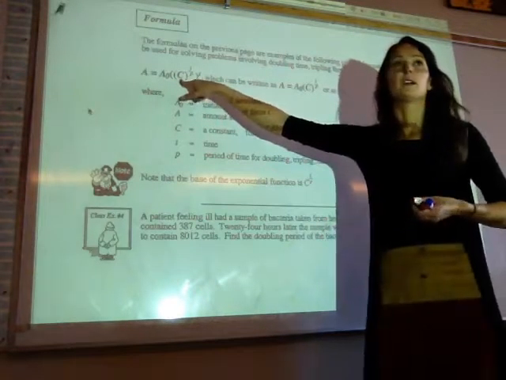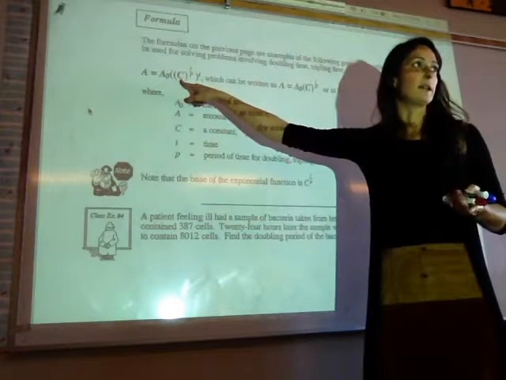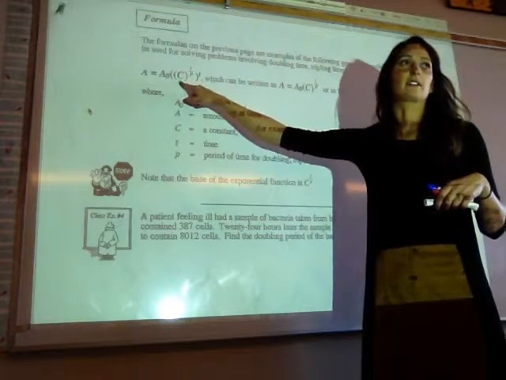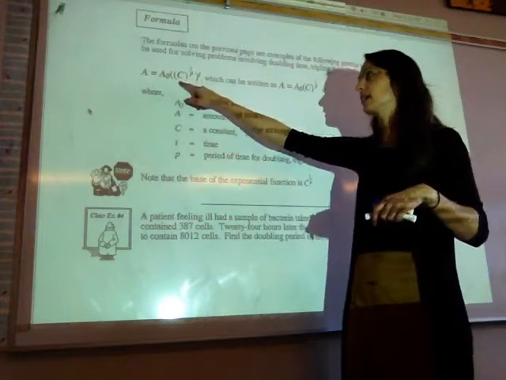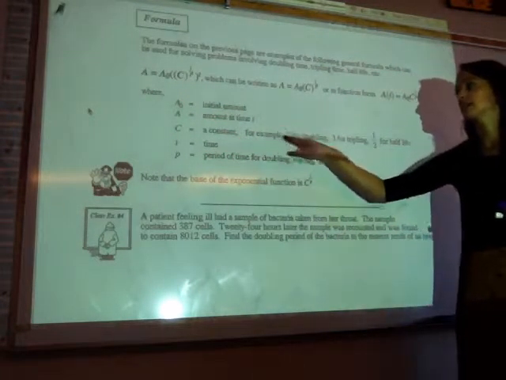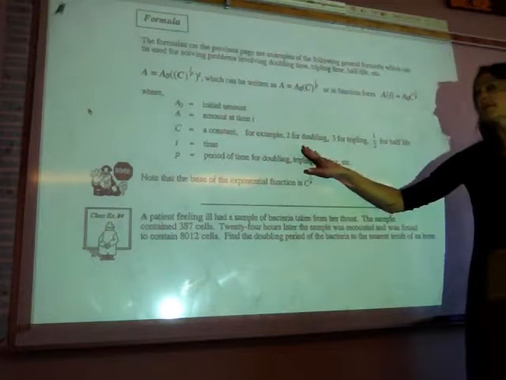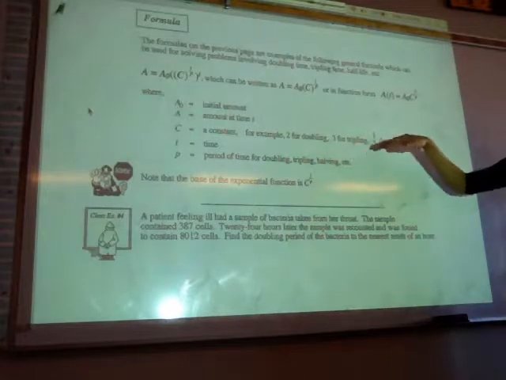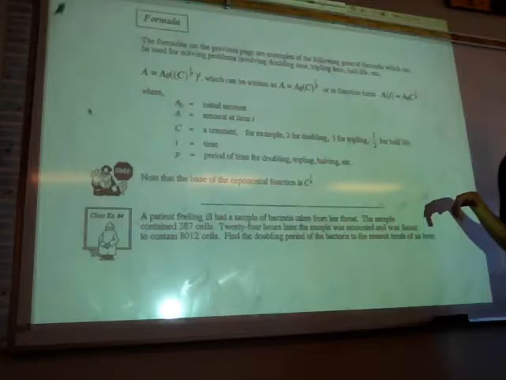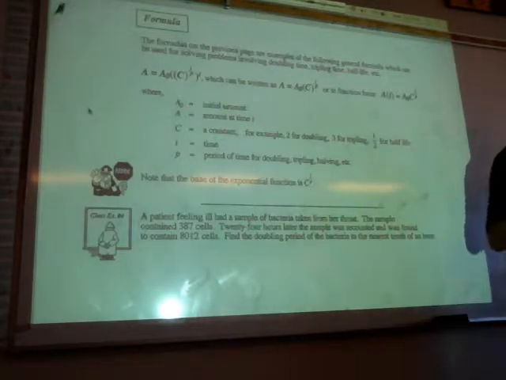C is going to be our constant, similar to how B was. You know how we had a decay or a growth? C is kind of like that factor. It's either a growth or decay factor. And it's going to be a constant, which would be representing 2 for your doubling time, 3 for tripling, and if you had a half-life, you would just put half in there. If you had a quarter life, your C would be a quarter.